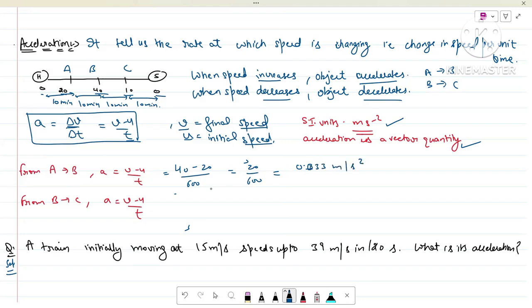And from B to C, if I have to find the deceleration, final speed is 10 minus 40, divided by 10 minutes, means 600 seconds. So it will be minus 30 by 600, which comes out to be minus 0.05 meter per second square. Now speed is decreasing, this means it is deceleration. And whenever there is deceleration, there will be a negative sign. So deceleration is negative acceleration.